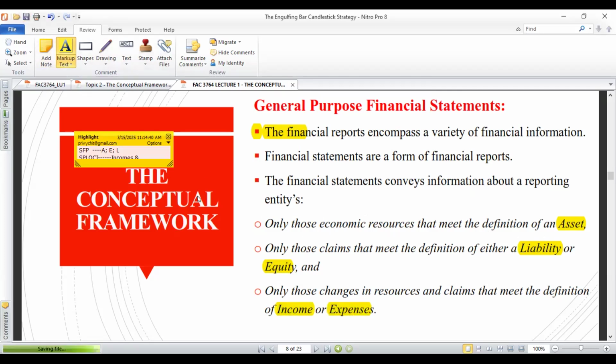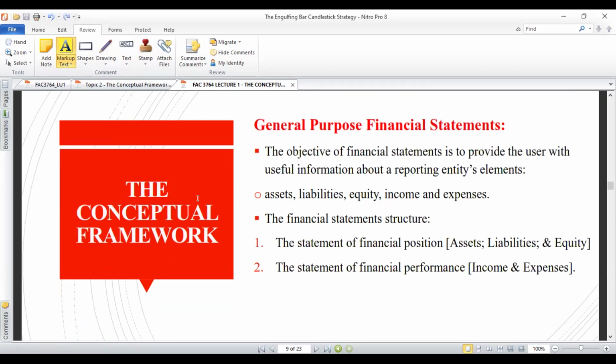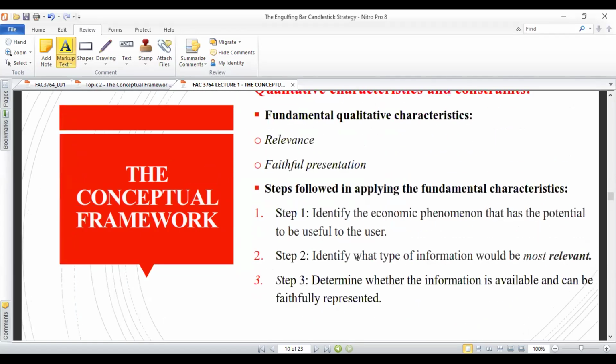Right, so let's proceed to the next part of this so that we can try to cover as much as possible. These are general purpose financial statements, which is what I've already explained. Statement of financial position, what it conveys, and then statement of financial performance, which is the SPLOCI that I mentioned already. So it discloses incomes and expenses. Right, so I've already explained that.